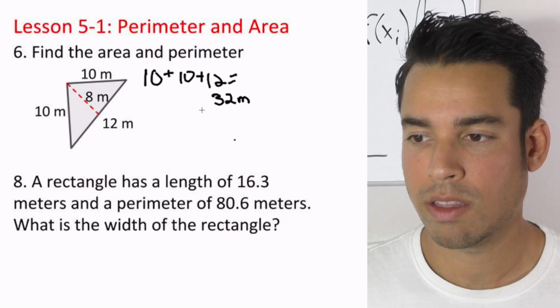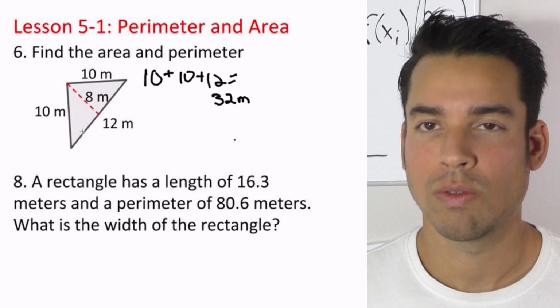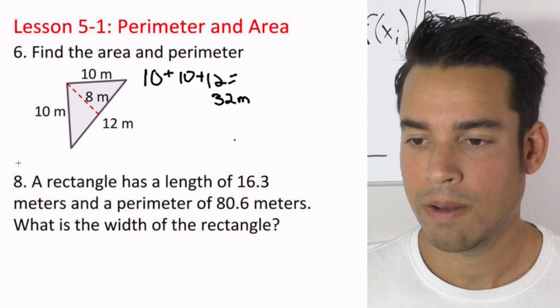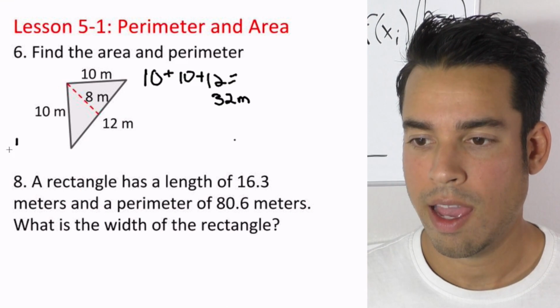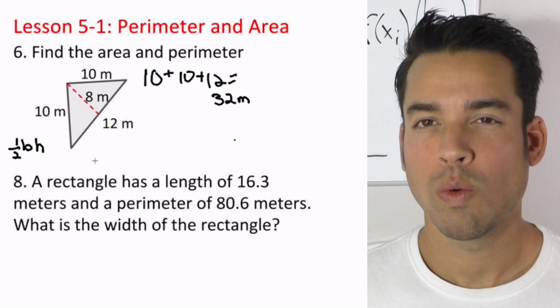So that's all the way around, 32 meters, right? We just counted up 12, 22, 32. That's the perimeter. Now let's look at area. The formula for area is 1/2 base times height. Well, what is our base?